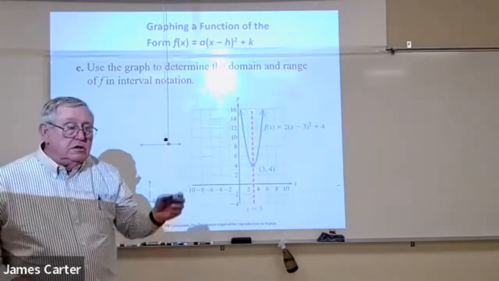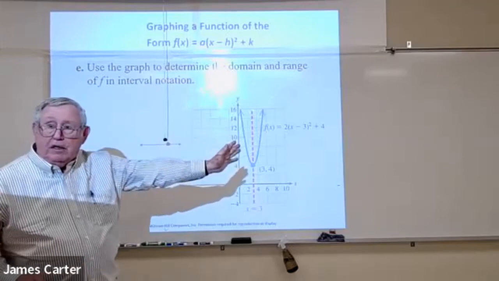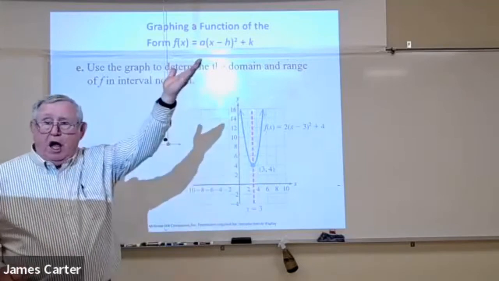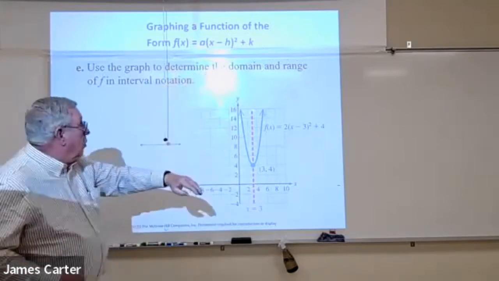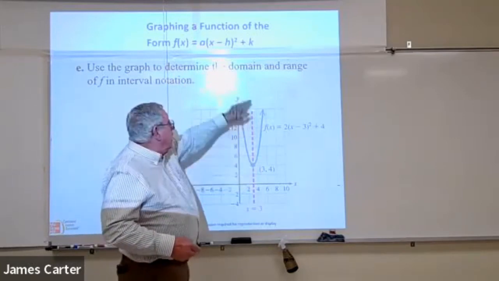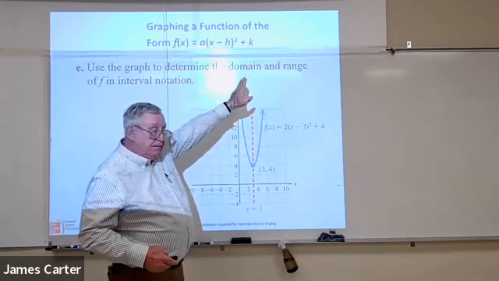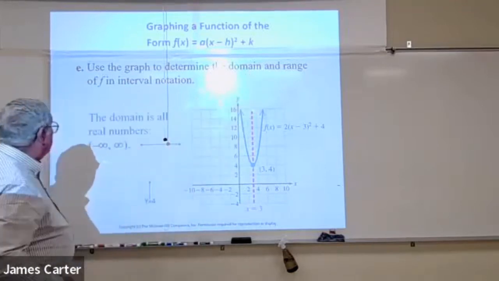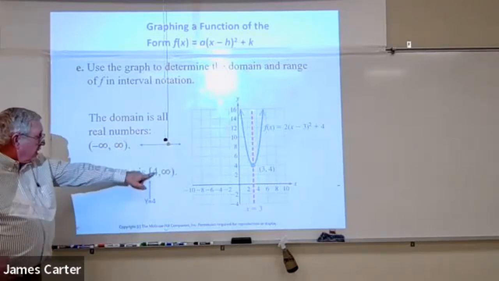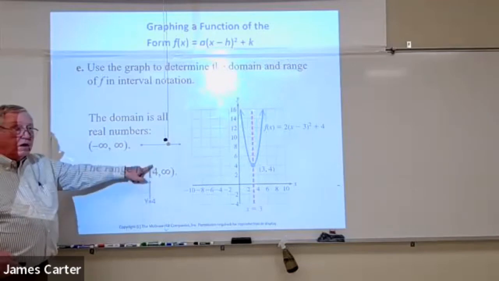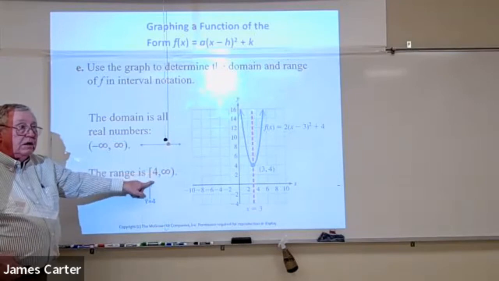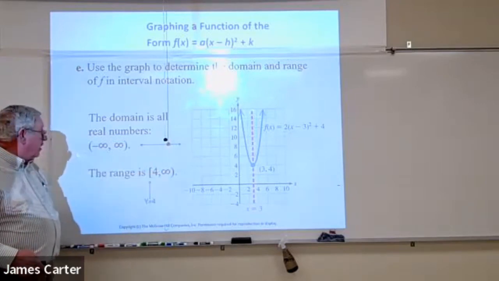Now, what about the range? Domain always goes left to right, like we read a book. But range always goes bottom to top. So what's the lowest point on this? Y equals 4. What's the highest point? Infinity. So the range is values bigger than 4. But we include the 4. So this would be what we would say the range is.